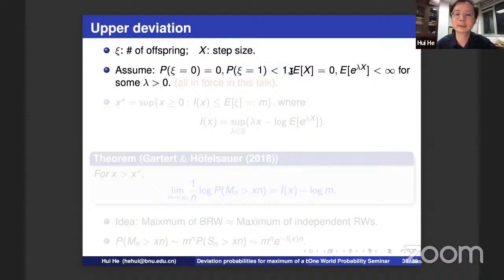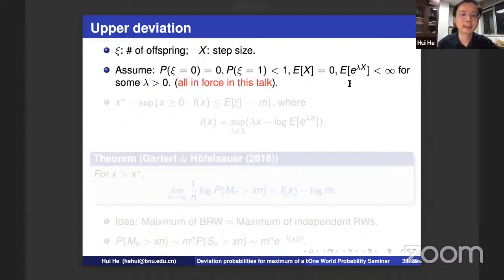So we have these assumptions. And then we assume that EX, that is the mean of the step size, is just 0. And also we assume that the step size has an exponential moment. It should be noticed that here lambda is larger than 0. So it means that the right tail of the step size decays exponentially, okay? And the left tail will play a crucial role in our results.